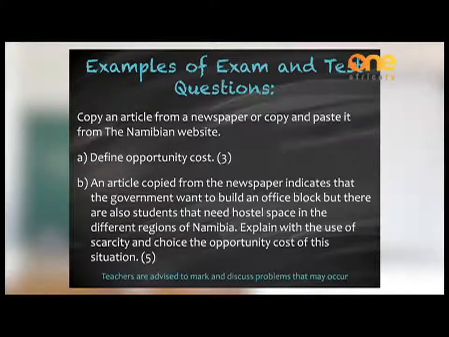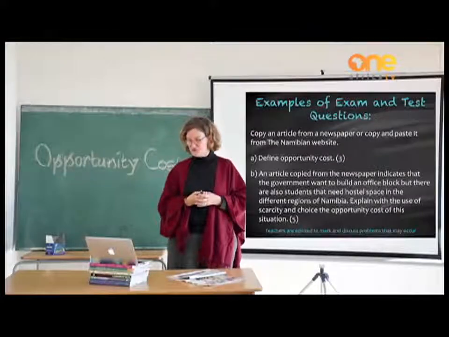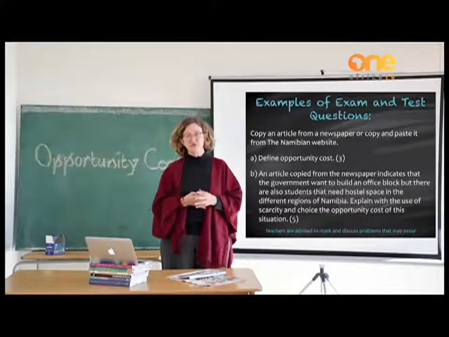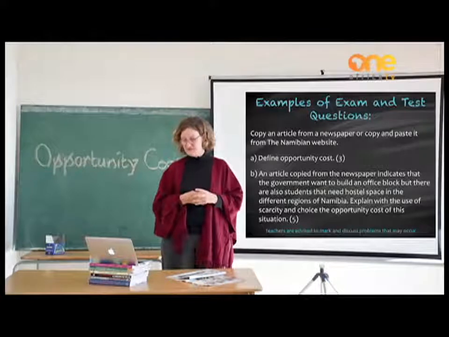And then you ask a question, say, we have an example here that the government wants to build an office block, or they want to build hostels for students. And in this case, you can use this information from an article, like this example, and discuss the scarcity, choice and opportunity cost for this situation. This can bring you 5 marks, or they can allocate 5 marks to an answer like this.